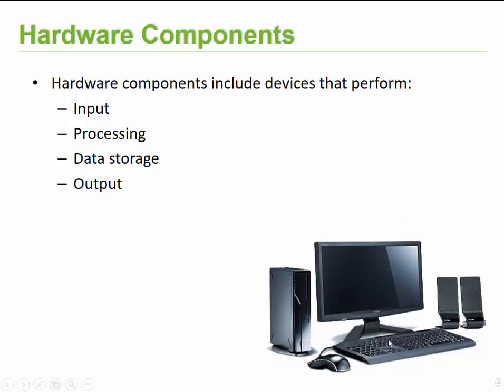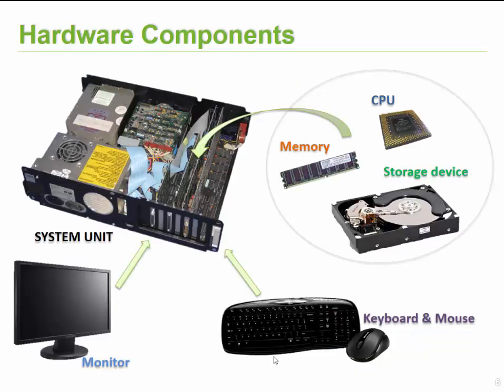If we look at the screen here in front of us, we see an example of a basic computer system. You've got a screen, you've got speakers, you've got a keyboard, a mouse, and you've got your actual computer or system unit. The next section will talk about these aspects and categorize them as either input, processing, data storage, or output.